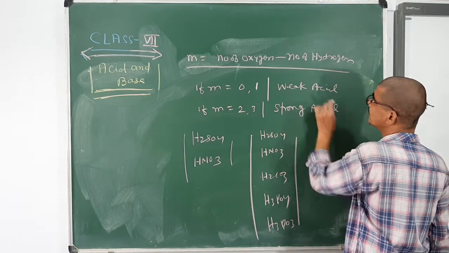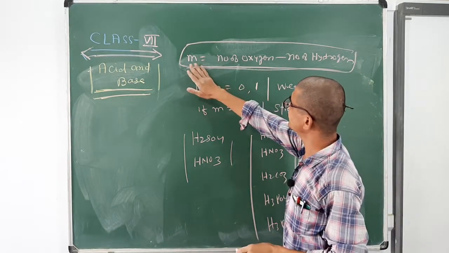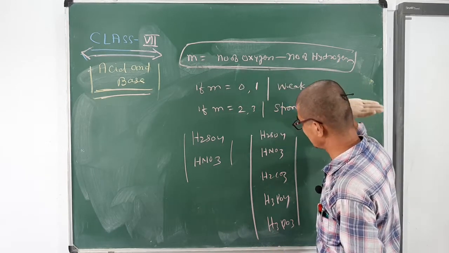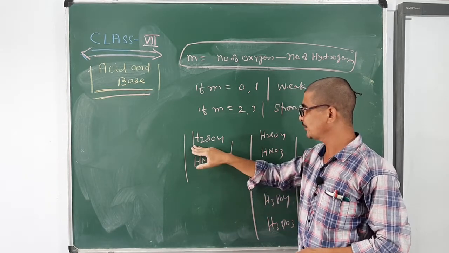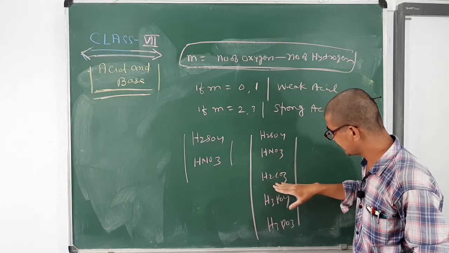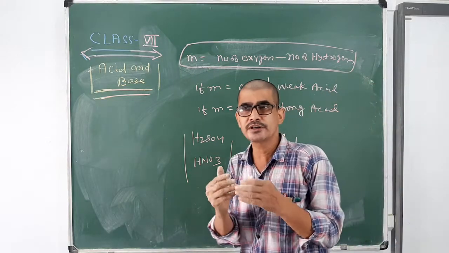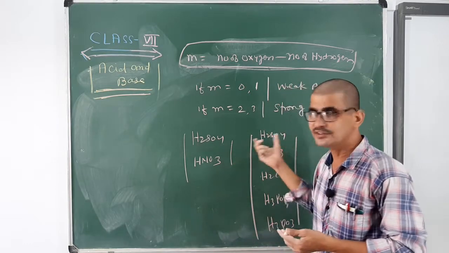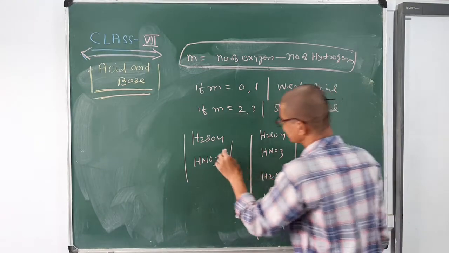So, a very simple technique. You are able to calculate the M value with the help of number of oxygen minus number of hydrogen. This is called a ternary acid because it consists of three types of elements: hydrogen, sulfur and oxygen; hydrogen, nitrogen and oxygen; hydrogen, carbon and oxygen; hydrogen, phosphorus and oxygen. An acid which consists of three elements is called a ternary acid. It is also known as an oxy acid because oxygen is there. Okay, so sulfuric acid is called a strong acid.